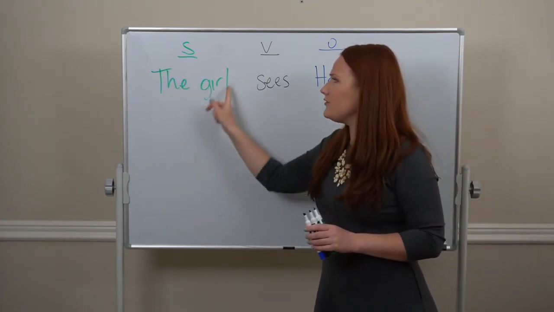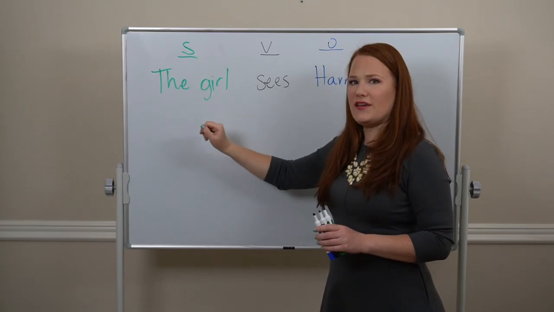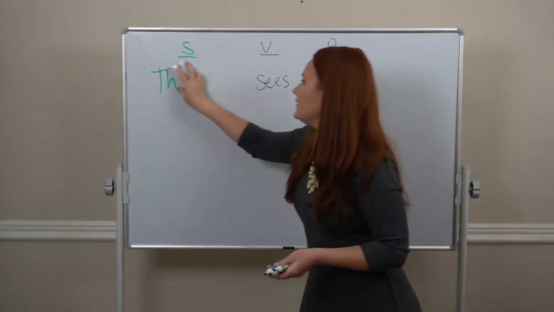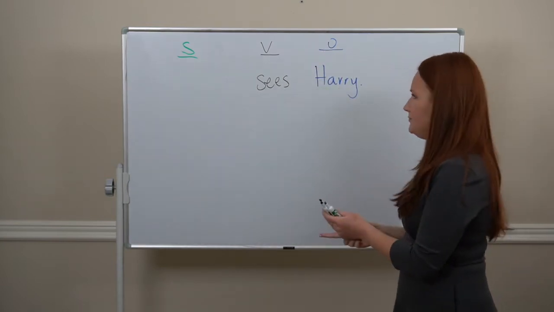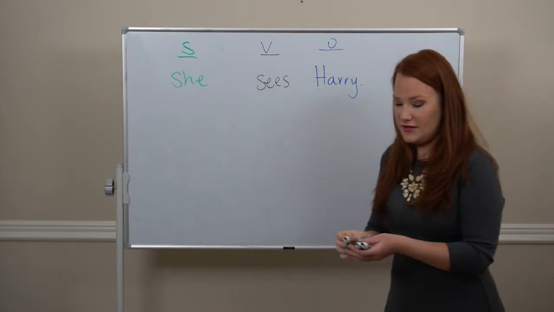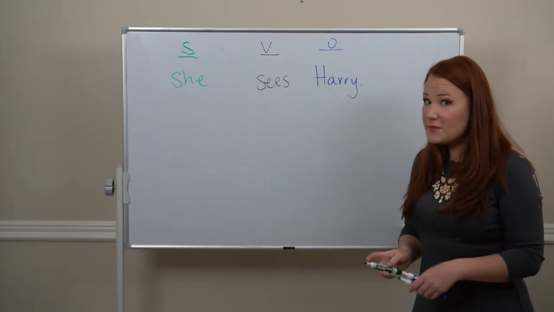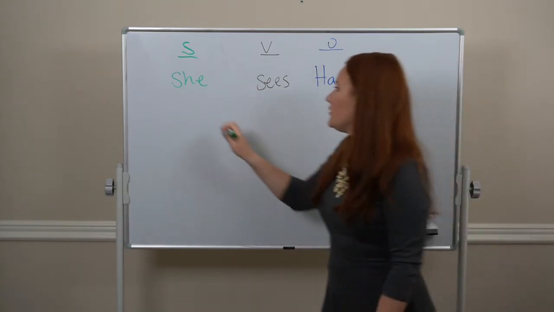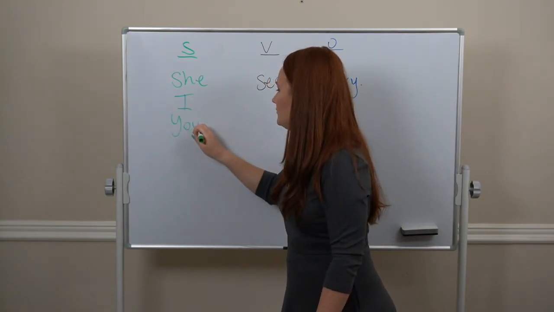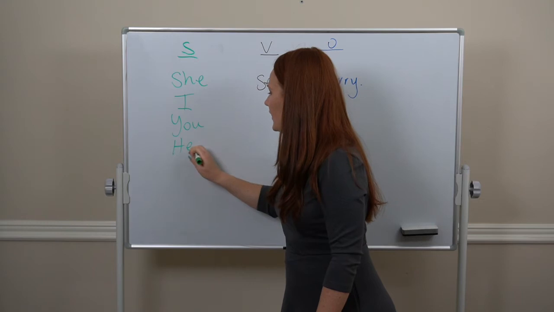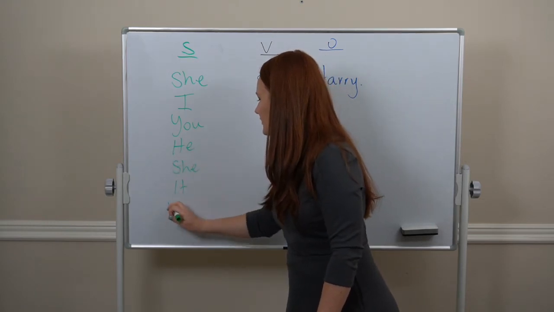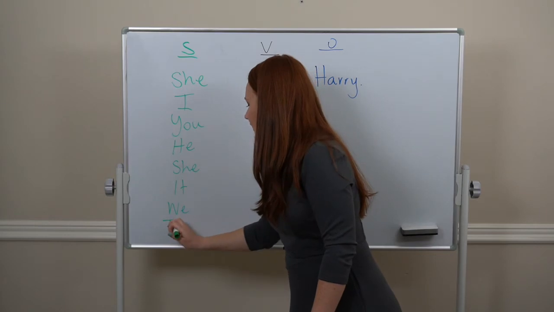What word can we replace the girl with as a subject pronoun? We can say she. She sees Harry. Do you remember the other subject pronouns? We have I, you, he, she, it, we, and they.